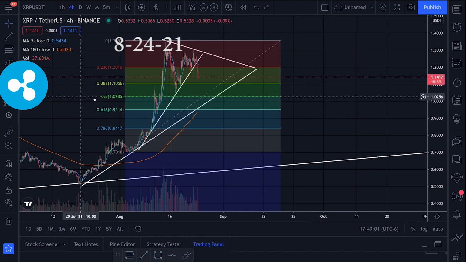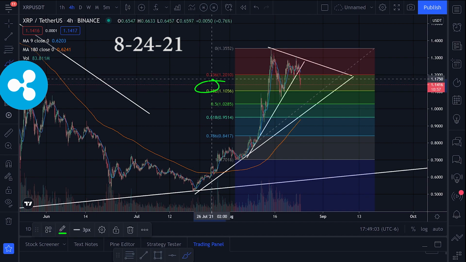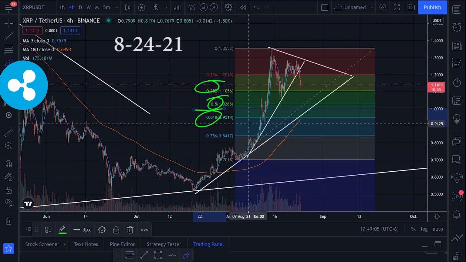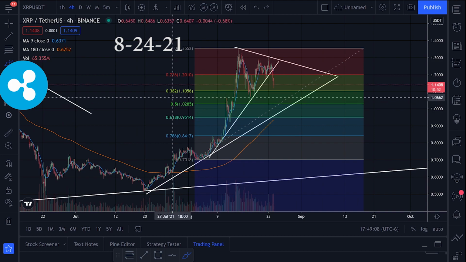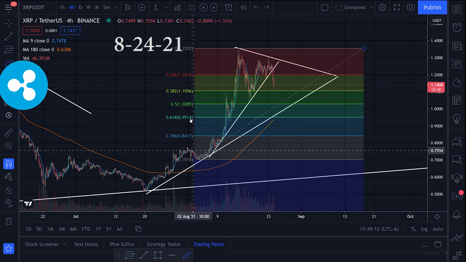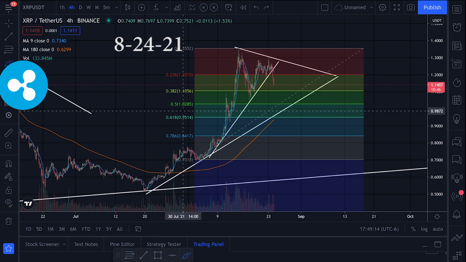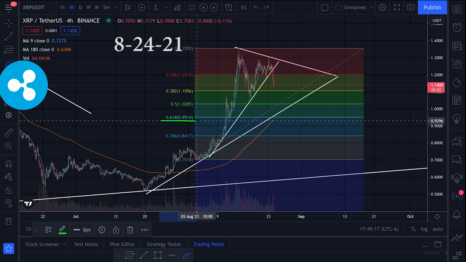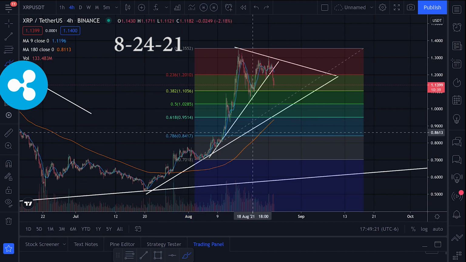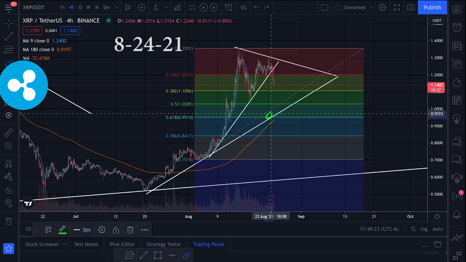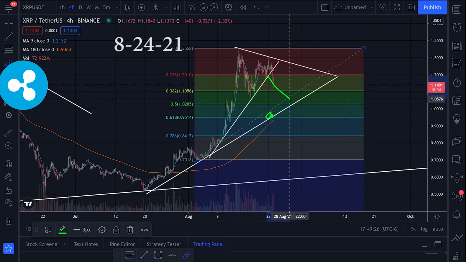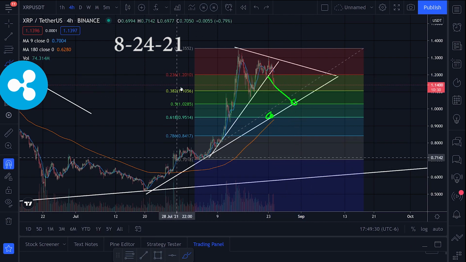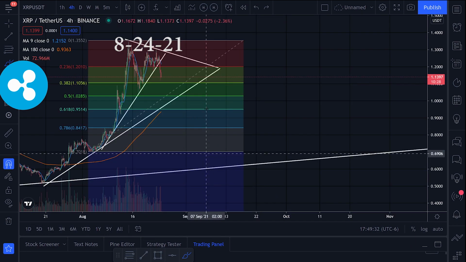And if you look here, I like to watch the 38% level, the 50% level, and 61% level sometimes. The 38% level is sitting at 1.1056. The 50% level is sitting at 1.0285. The 61% level is sitting at 0.9514. And the .914 is right here in this trend line. If this goes sideways, maybe something like that, or maybe even just sideways and it bounces off this 38% level, we're going to have to wait and see.